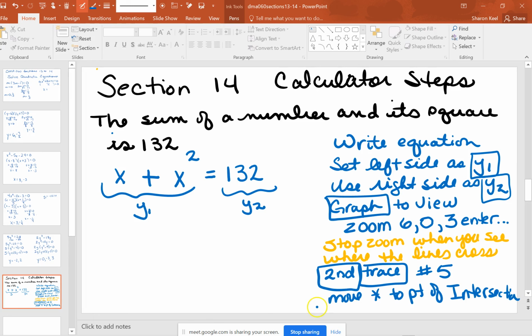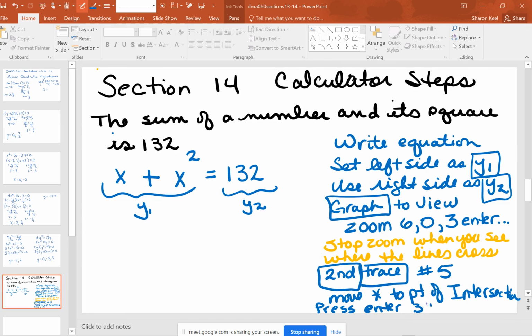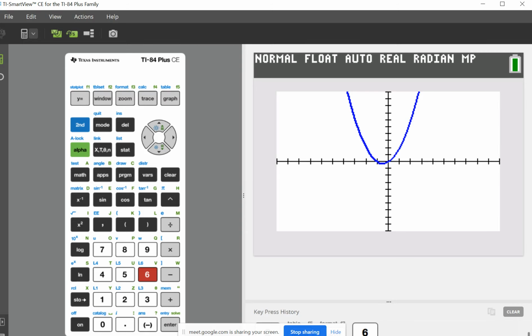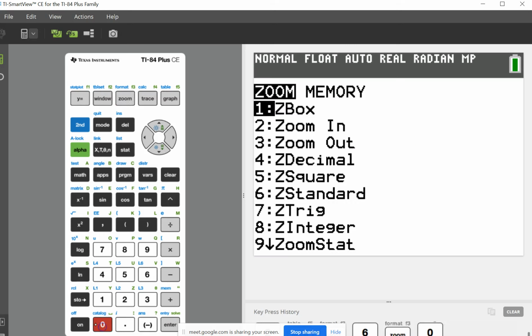Once you get to the point of intersection, you're going to press enter 3 times. That will then give you the answer. Okay, so let's come back to the calculator. We did zoom 6. This is our standard view, but I'm only seeing one line. It's blue. So now I'm going to do zoom and choose the option 0.